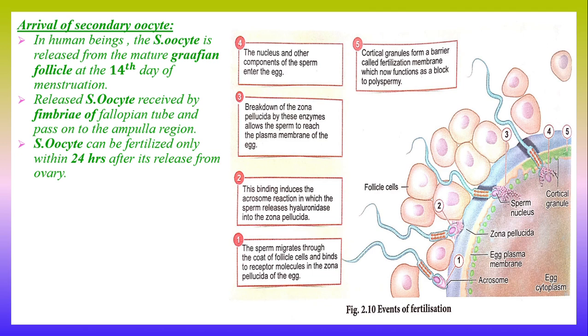Once the egg, the secondary oocyte, is released, its maximum lifetime is 24 hours. So be clear. Within 24 hours after the release of the semen into the female genitalia, or after the release of the secondary oocyte from the ovary, they should be fertilized. Otherwise, they are going to disintegrate. So the egg, the secondary oocyte, must be fertilized within 24 hours of release. And at that time, what should be there? The sperm should be there, at that place. Only then is fertilization possible.